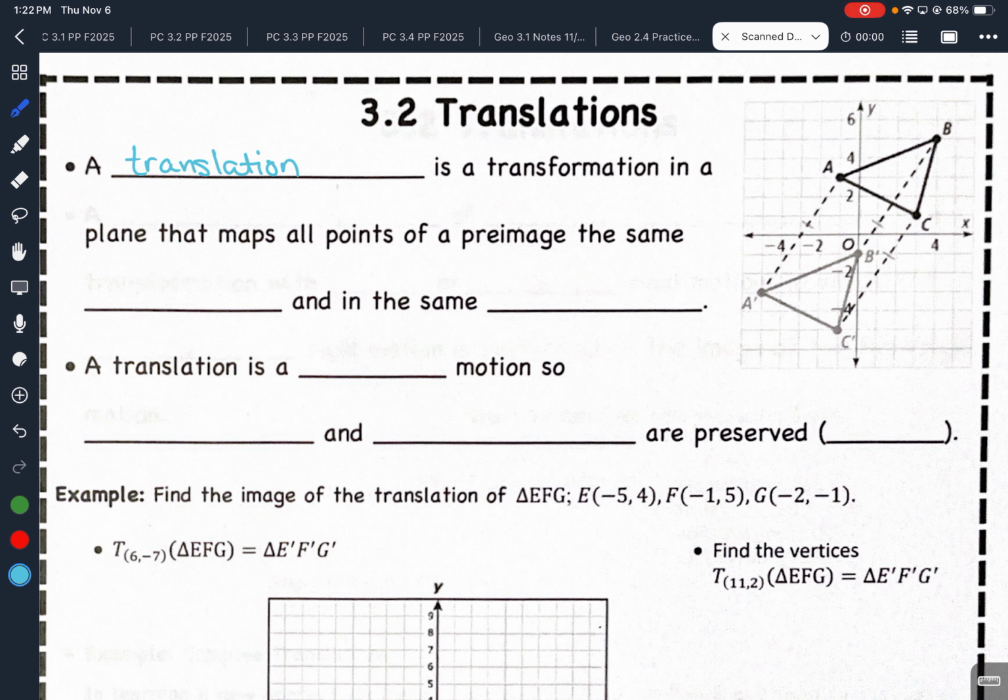A translation is a transformation in a plane that maps all the points of the pre-image, remember that's where we start, the same distance and the same direction.